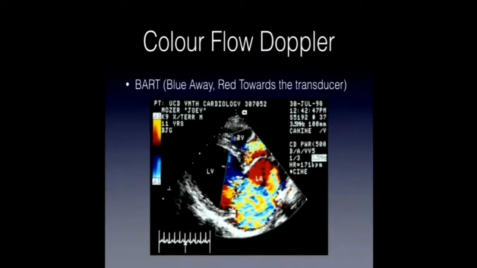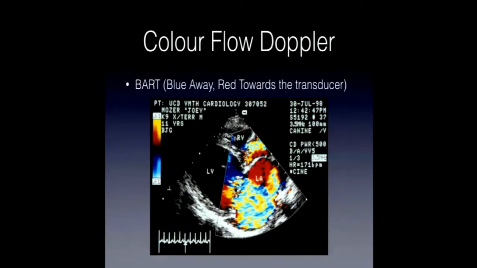So I just want to demonstrate aliasing now in color flow Doppler, and I found this on the web. I think it's an echo of a dog, which is kind of cool, and it's some kind of parasternal, almost long axis. What we have here is the LV, and they put the vector of color flow Doppler on LV and LA, and we've got some bad regurgitation going on from the LV across the mitral valve back into the LA, and you can see there.